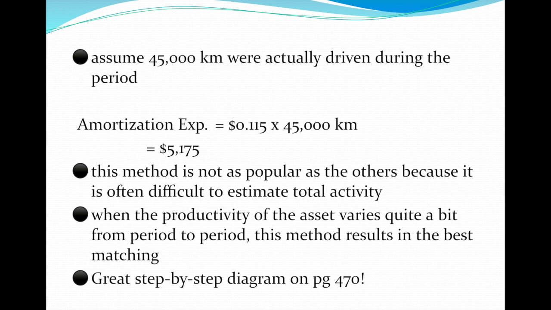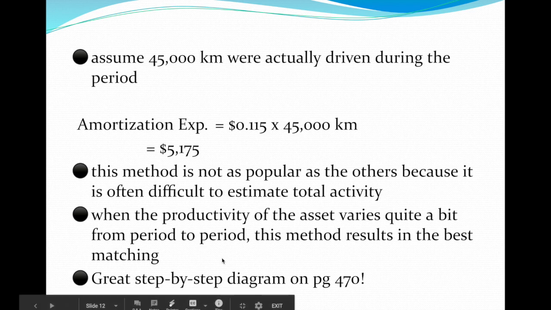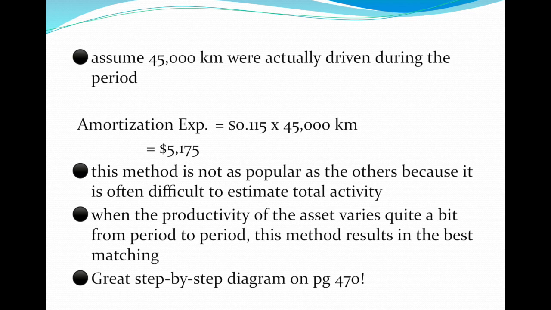So when the productivity of the asset varies quite a bit from period to period, this method results in the best matching, and that's what I was saying earlier. Depending on what kind of asset it is, just know that the big benefit of using this method is changing usage of the asset. And of course, in order to benefit from this method, the asset's use has to be measurable, right? Like kilometers driven, or products assembled, or whatever other method of measurement that you can think of in terms of units of activity.